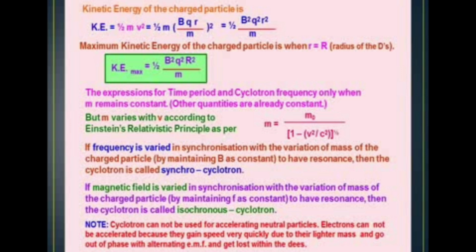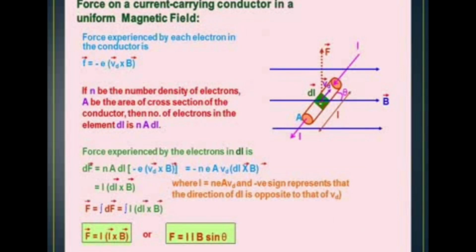So the particle finally attains the maximum kinetic energy. That kinetic energy equals 1 by 2 b square q square r square by m. But m varies with v according to Einstein's relativistic principle. We have already seen that. m equals m0 by root of 1 minus v square by c square, that is, m equals m0 divided by (1 minus v square by c square) whole power 1 by 2. Okay. So there are different cyclotrons, but we have already seen that.